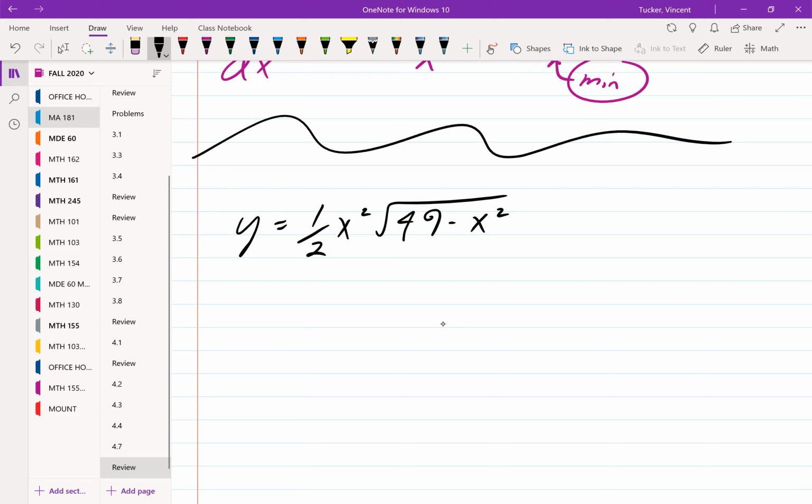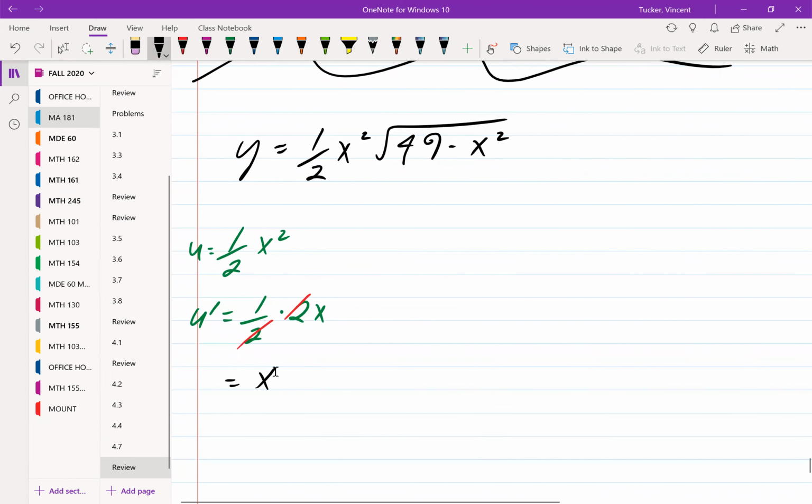So looking at the problems that you gave, looking at y equals 1/2 x squared times the square root of 49 minus x squared. So we're looking at doing the product rule here, wherein I would call 1/2 x squared u. Didn't have to include the constant with u, but might as well. Take the derivative of that. Bring down your 2, subtract 1 from your exponent. The 2's cancel. Leaves you with just x.